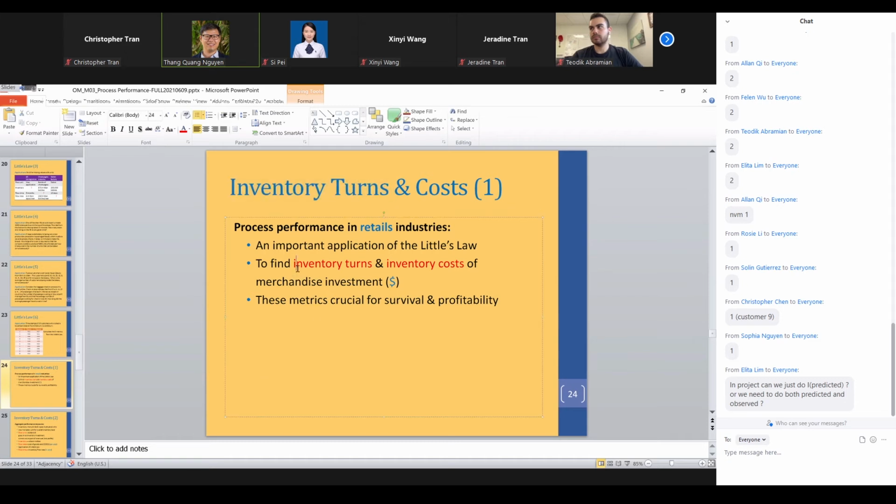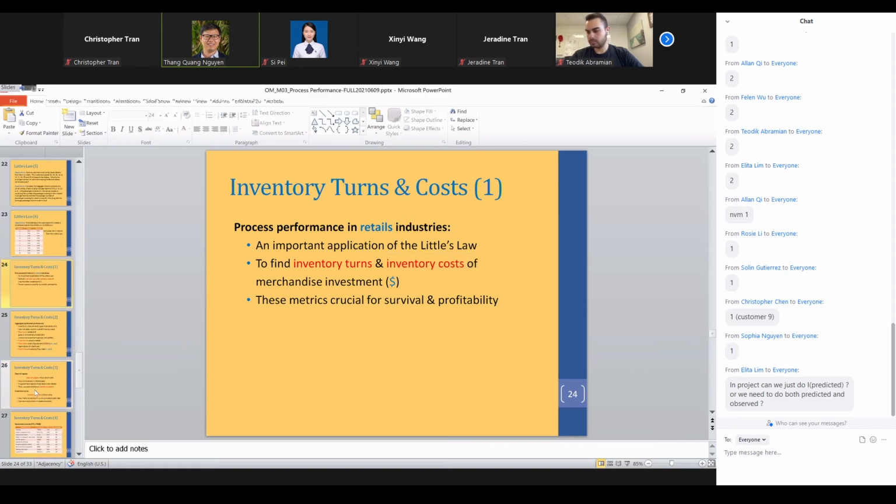Together with the turns, we also look at the costs because of the following. By nature, we cannot sell the merchandise instantly. It takes some time to sell. So during the time that the inventory stays on the shelf, that is going to cost us money. And later on, we're going to discuss why it costs money to keep the inventory. So that's why in this case, we talk about something very important in the retail industry. And naturally, it is one of the applications of Little's law.